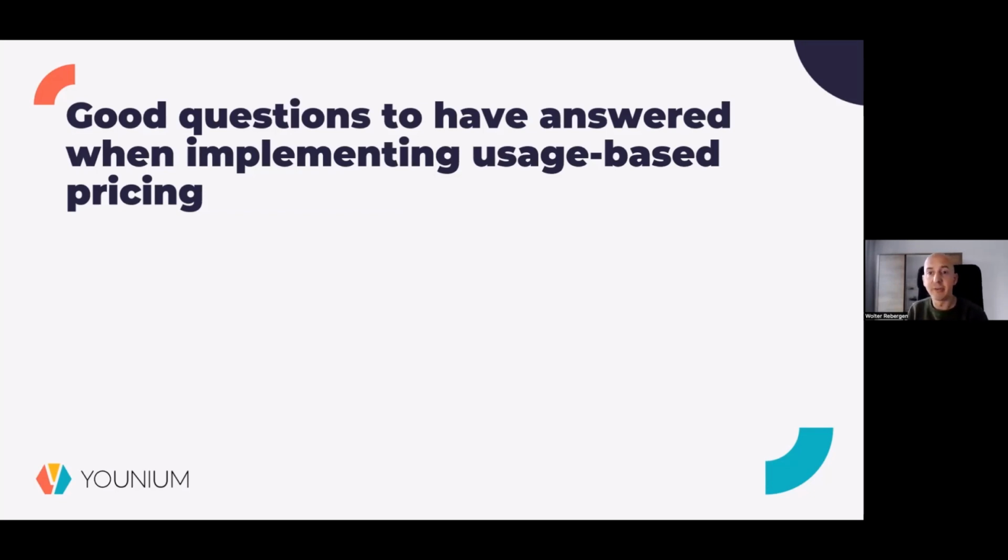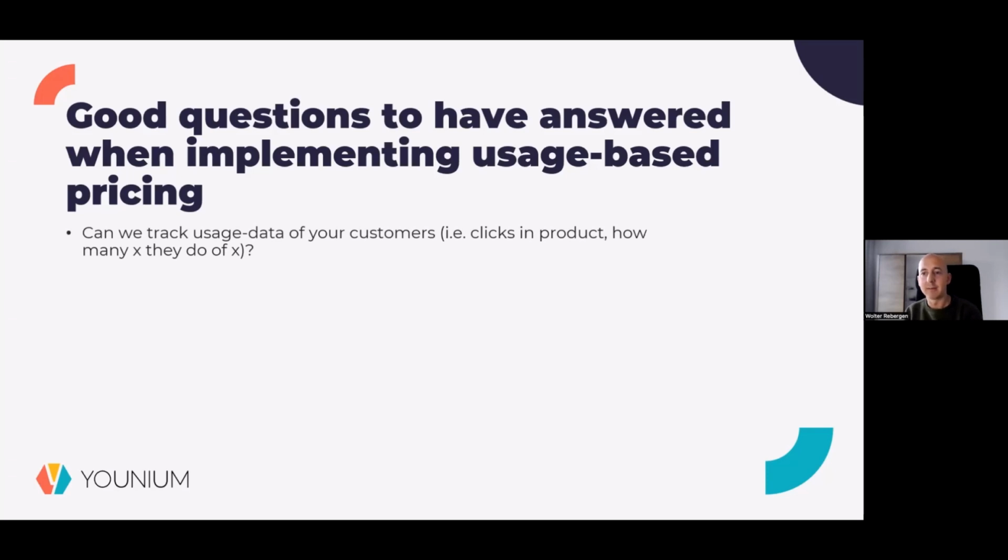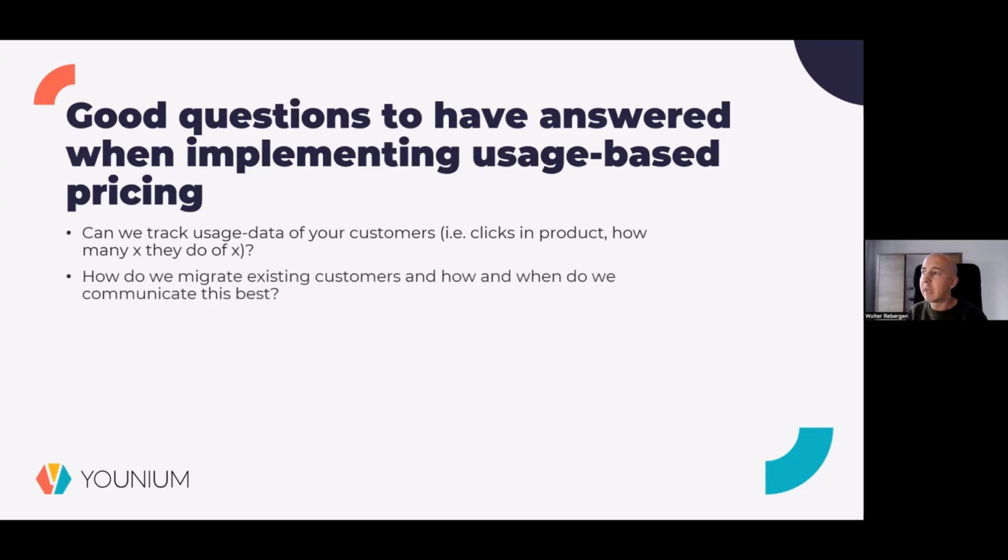There's a few questions you should ask yourself when you're going to implement usage-based pricing. Can we track the usage? It's simple, right? But often companies realize that as soon as the customers are live. Can we actually see how many people they ran over with the car in Grand Theft Auto 6? I don't know. Can we actually track the usage? How do we migrate our existing customers, and how and when do we communicate that?